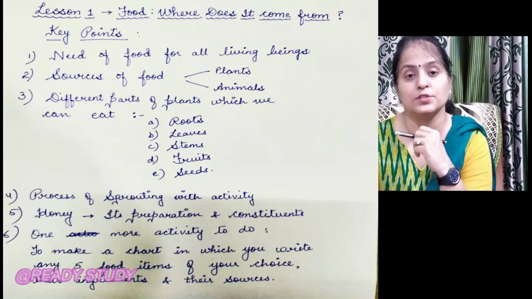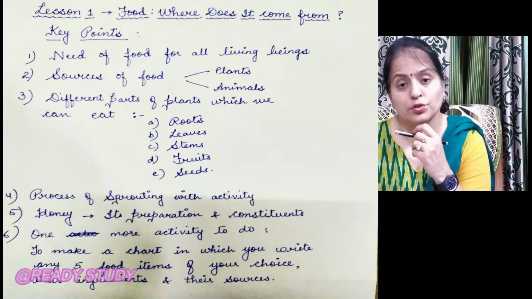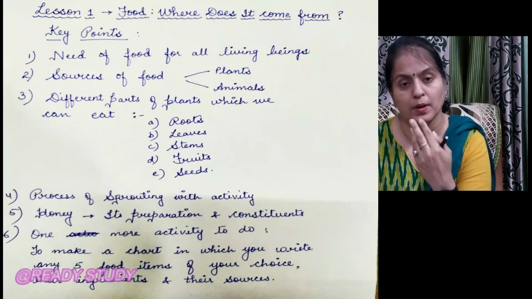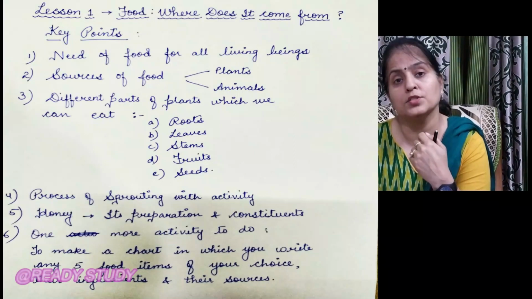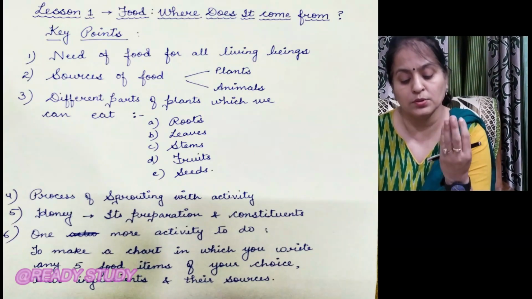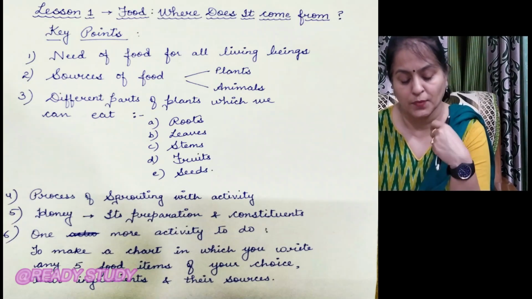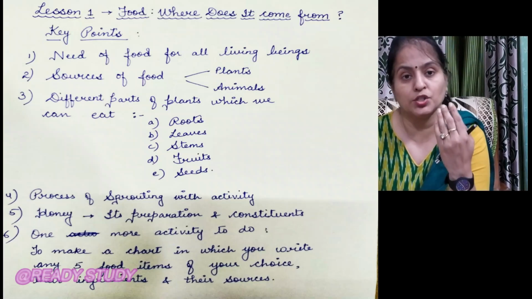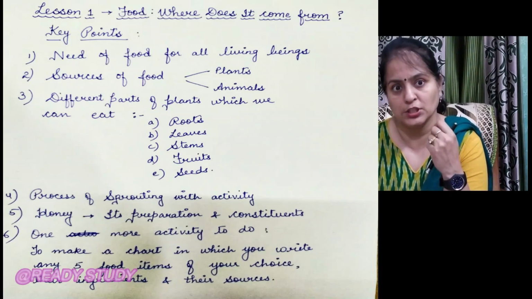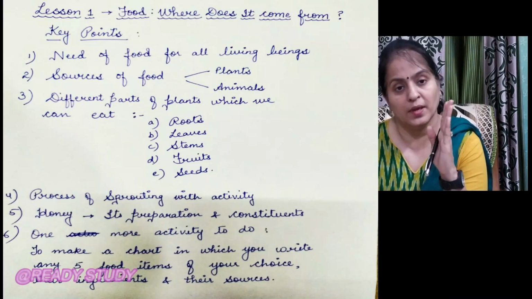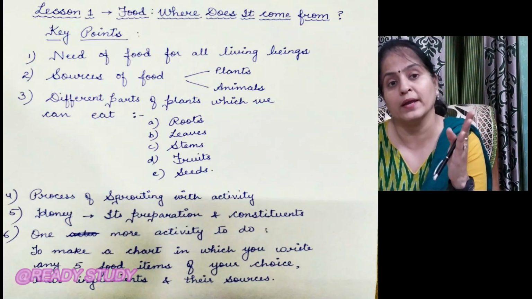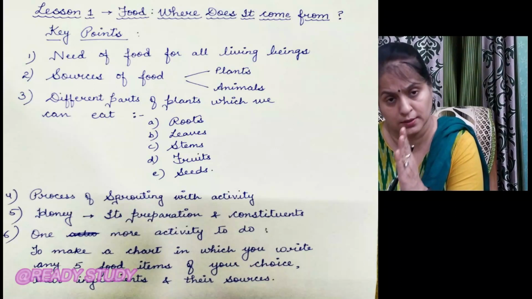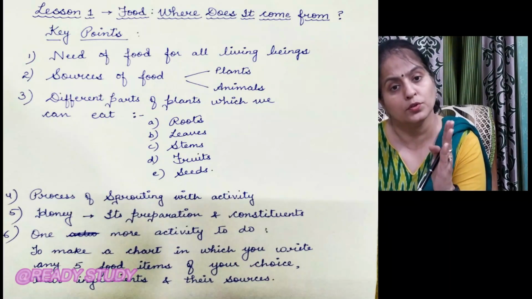Now the key points of today's topic are: need of food for all living beings. Second is sources of food. There are 2 sources of food, plant and animal. Number 3 is different parts of plant which we eat, that is roots, leaves, stems, fruits and seeds. Number 4 is process of sprouting with activity. Number 5 is honey, its preparation and constituents. Number 6 is one more activity you have to do: make a chart with 3 columns. In the first column you will write any 5 food items of your choice. In the second column you will write the ingredients of those food items, and in the third column you will write the sources of food.